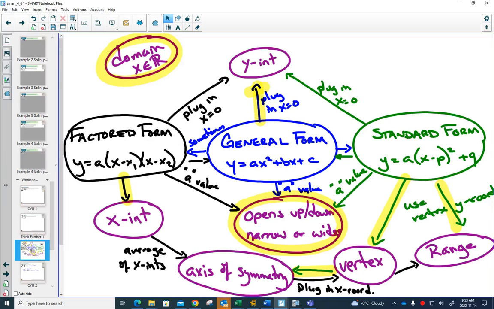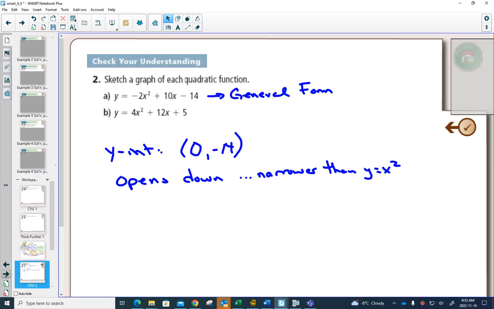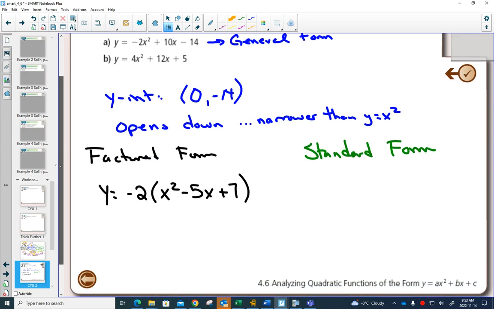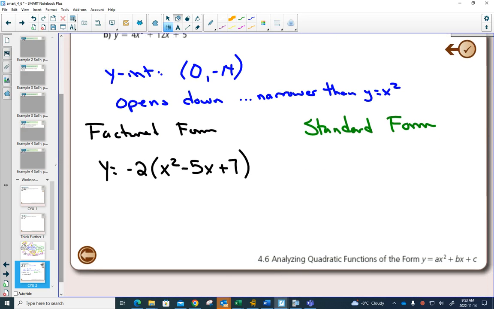So what we could do here is we could look at our question, and we could say, can we put it in factored form? Could we put it in standard vertex form? And I'll color code these so that we can see. If I wanted to factor, I would factor out my -2, leaving me with x squared minus 5x plus 7. And then I would notice that this cannot be factored any further.